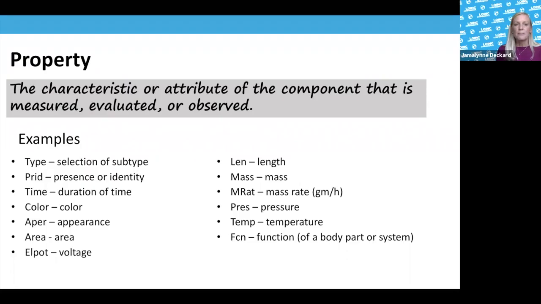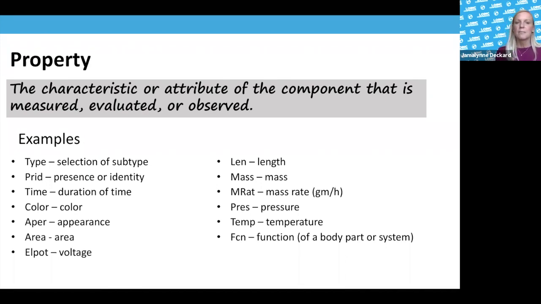The property, which is the second axis, represents the characteristic or attribute of the component. When you're reporting something, oftentimes if you look at the results and what the results are, those will tell you the type of property. The easiest one is a quantitative measurement with units, like grams, or the example there, grams over hour, which shows a mass rate. So the units, along with the types of results that are reported, will help define that property.